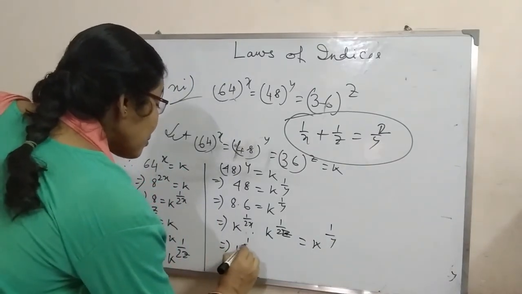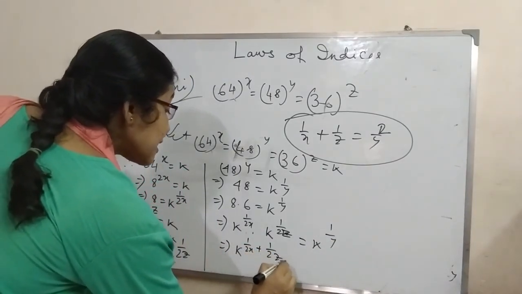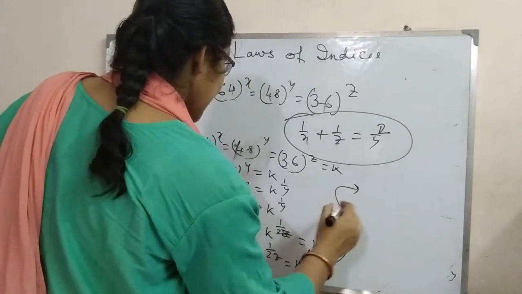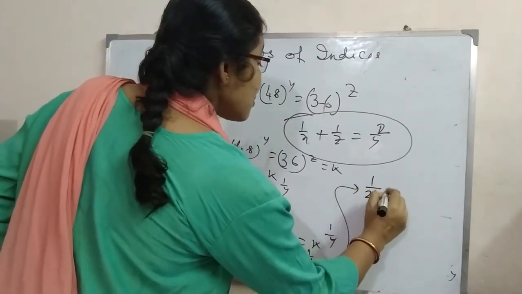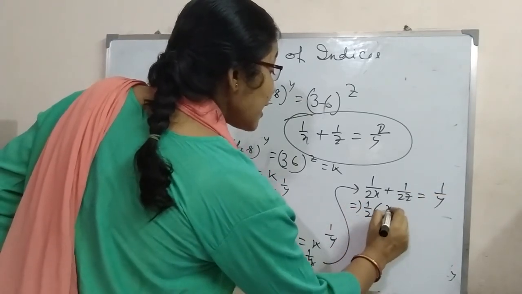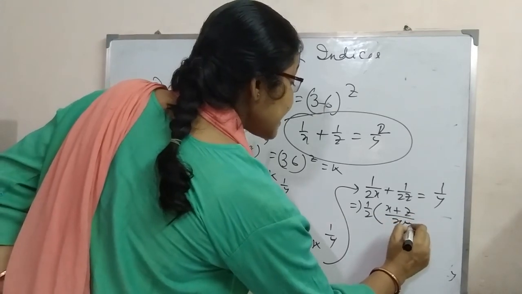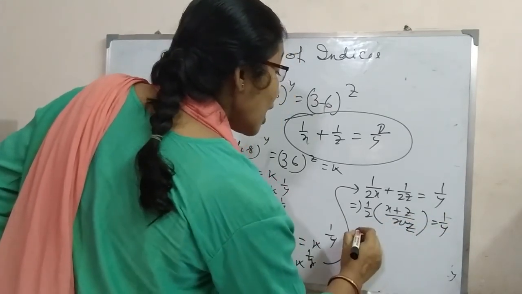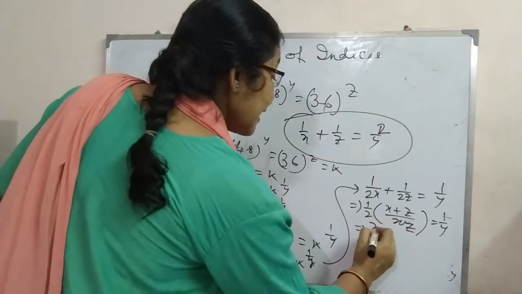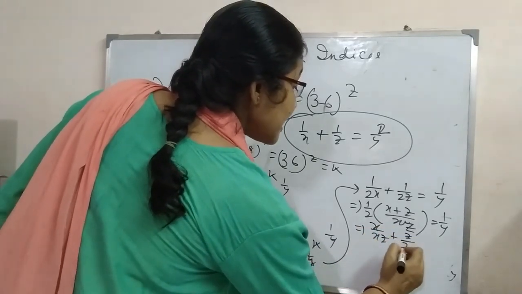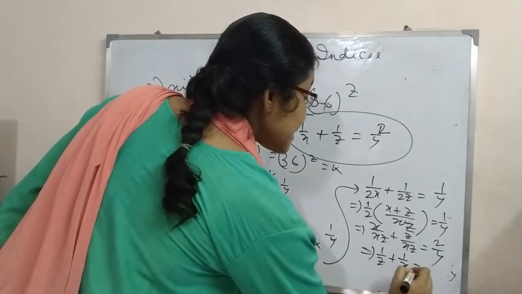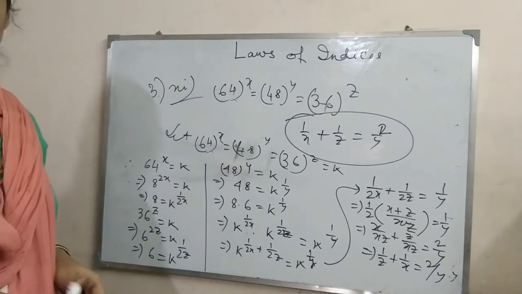So I can write k to the power 1 by 2x plus 1 by 2z. This is equal to k to the power 1 by y. From here I can write 1 by 2x plus 1 by 2z equal to 1 by y. Half, x plus z by xz, this is equal to 1 by y. So x by xz plus z by xz, this is equal to 2 by y. 1 by z plus 1 by x equal to 2 by y. Answer is coming. I am ending here.